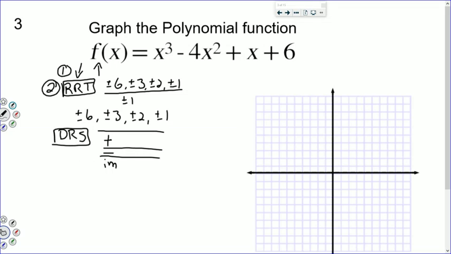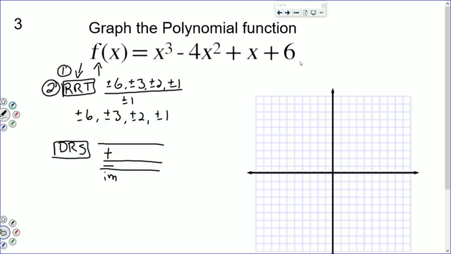Stop, touch, drag. There we go. All right. So since this is a cubic polynomial, we have 3 total solutions. Okay. We want to count our sign changes.